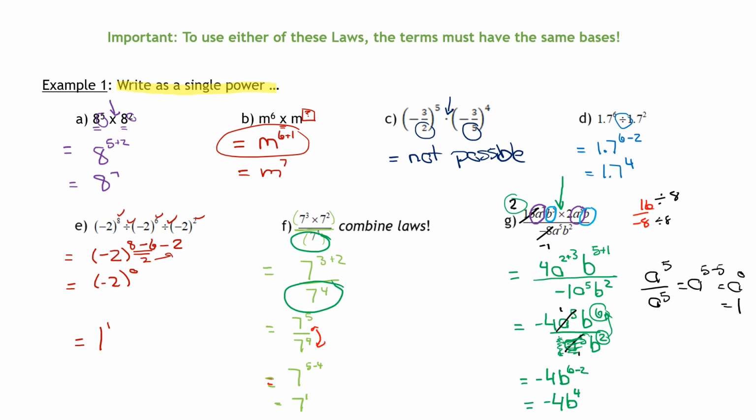That was the most complicated one, so that might be one that you want to back up the video and start from fresh all by yourself and see if you can do it and see if you get negative 4 b to the power of 4.